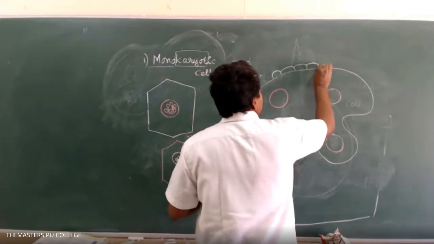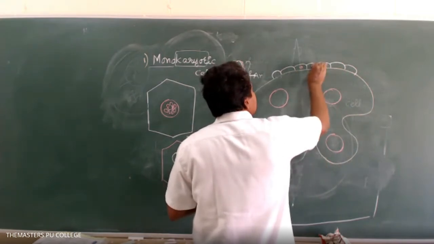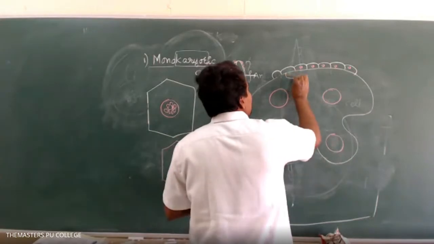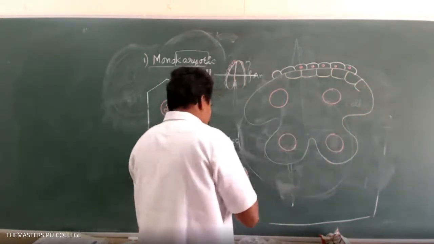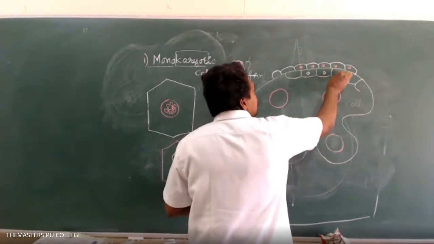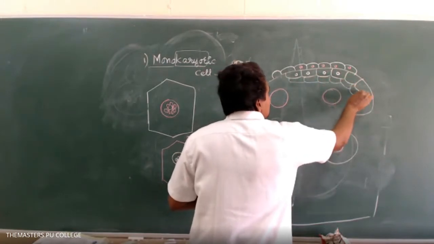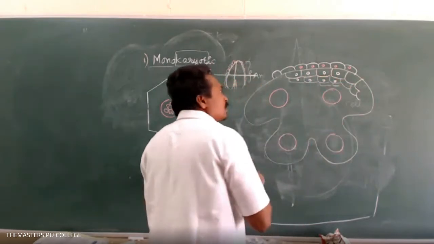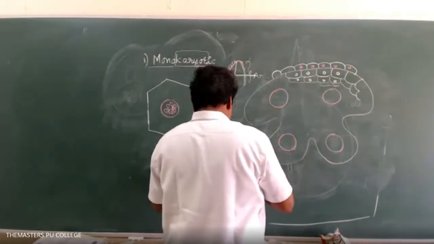Which is the outermost layer? Epidermis. Right? Each epidermal cell consists of one nucleus. The next layer is the endothecium. In the endothecium, each cell consists of one nucleus. The innermost layer of the anther wall is the tapetum.